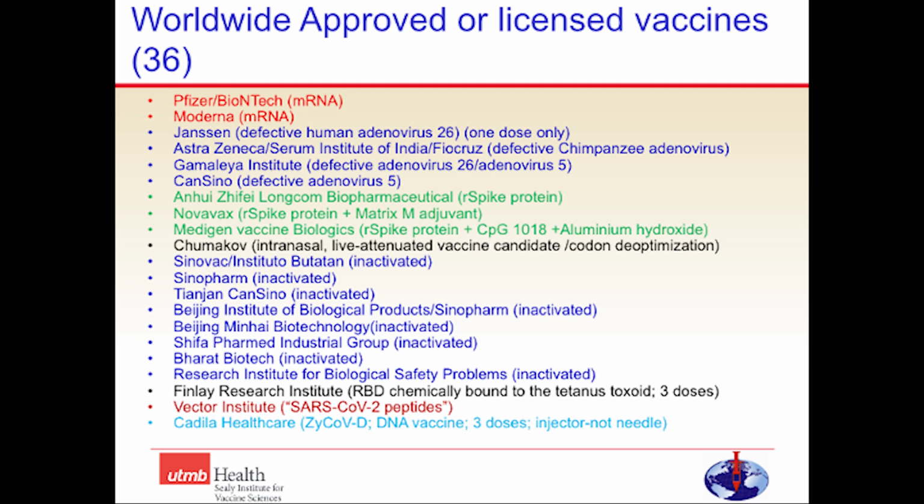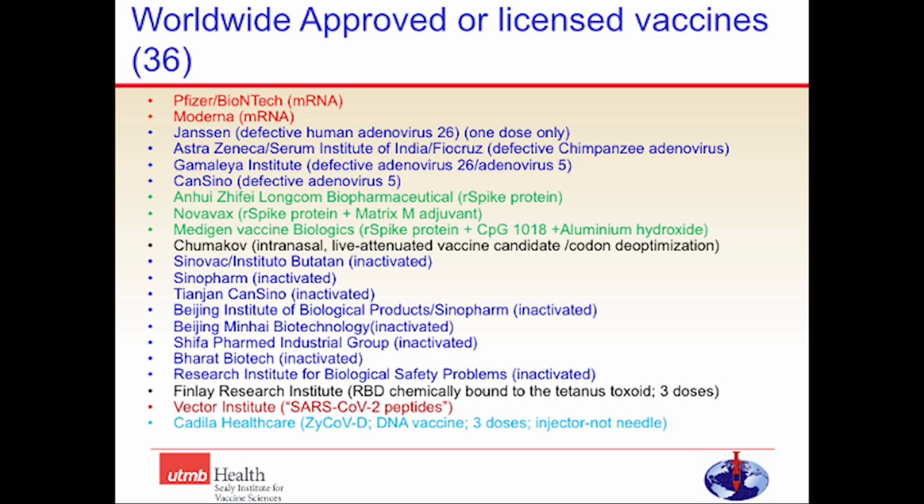In red are the messenger RNA vaccines. The blue category next down are the adenovirus platforms using defective adenoviruses. The green ones are recombinant proteins, spike proteins with or without different adjuvants. And then we have one live attenuated vaccine, believe it or not.